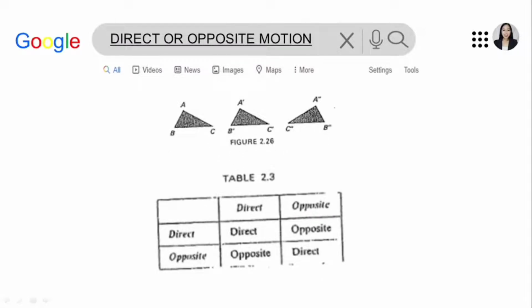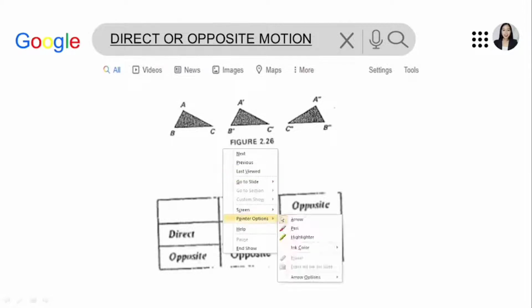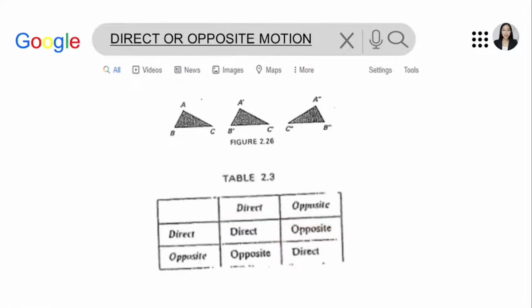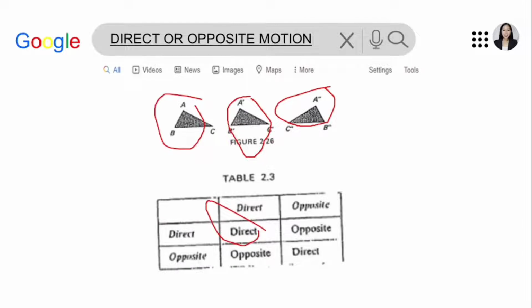As we can see in Figure 2.26, image 1 is a direct motion, while images 2 and 3 are opposite motions. In Table 2.3, direct and direct, their product is direct; direct and opposite, their product is opposite; opposite and direct, their product is opposite; and opposite and opposite, their product will be direct.